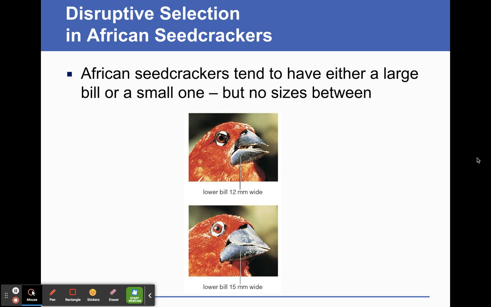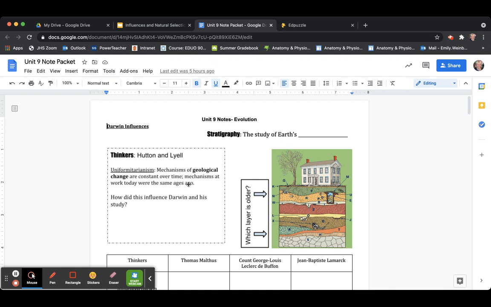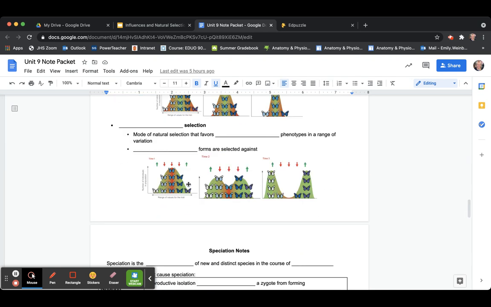I know that was a lot. We're going to recap this again in class. Make sure that you have the notes for this filled in. You should have filled in all the way through the bottom of this.